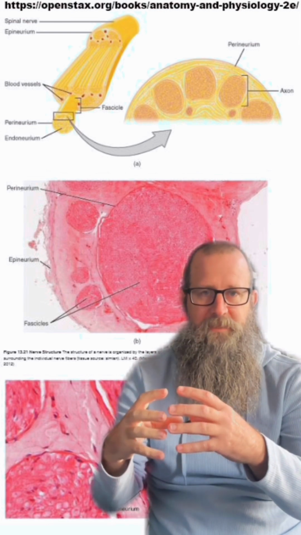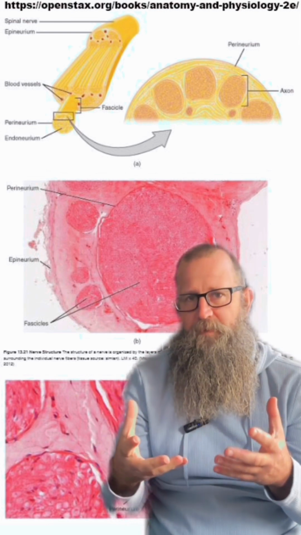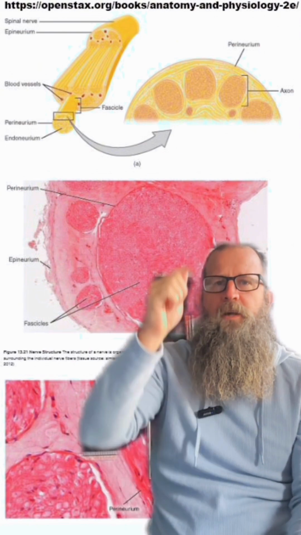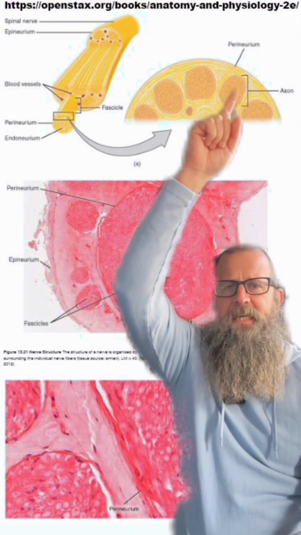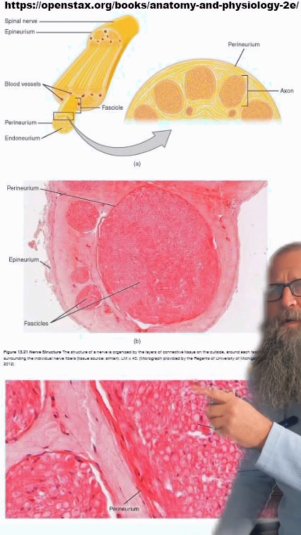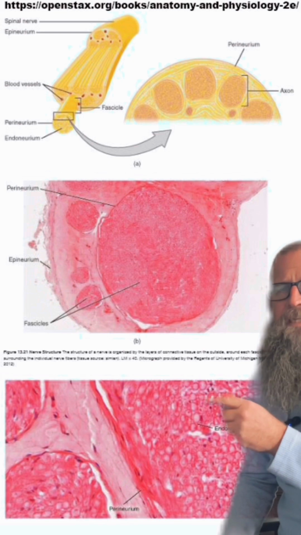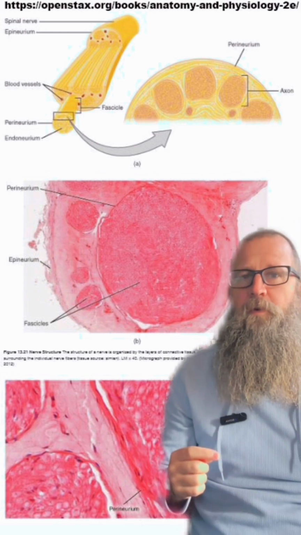Those are the cytoplasmic extensions. And each axon is surrounded by a layer of connective tissue, which is known as the endoneurium. So this is an axon here, and it'll be surrounded by an endoneurium. If we look down here, each one of these small little round structures is an axon, and it's going to be surrounded by the endoneurium.